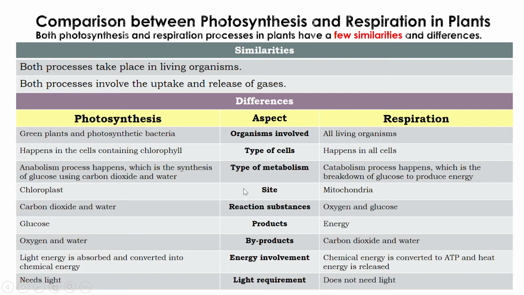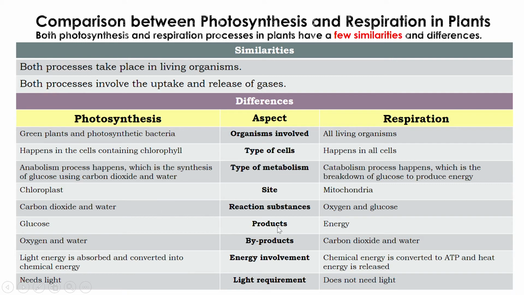Okay, the site of photosynthesis is definitely at the chloroplast, a cell component, but for respiration it happens at the mitochondria, which is the site of cellular respiration, or we also call it the powerhouse because cellular respiration generates energy. Okay, reactant substances for photosynthesis require carbon dioxide and water; for respiration, oxygen and glucose. Okay, and you notice that they are reversed.